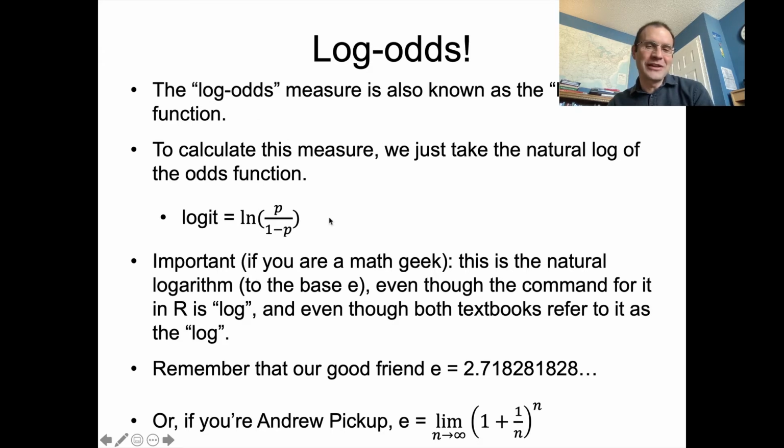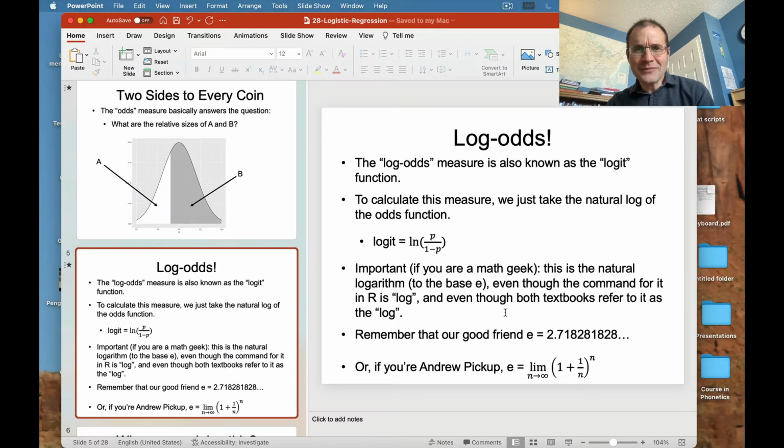So if you don't want to think of e as 2.71828, and so on and so forth, you can think of it as this function: the limit as n goes to infinity of 1 plus 1 over n to the nth power.